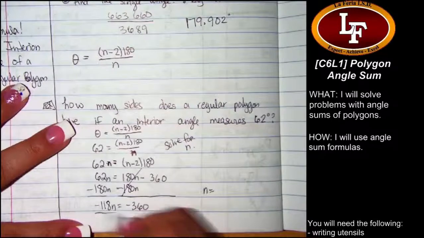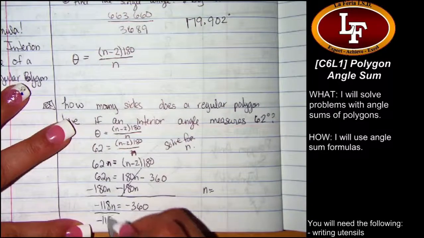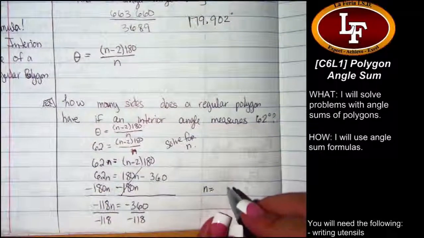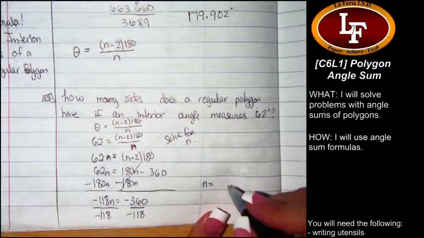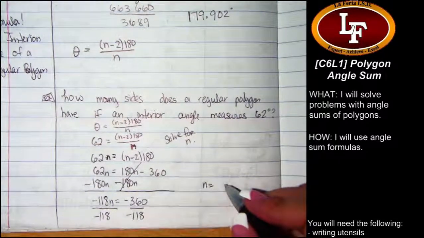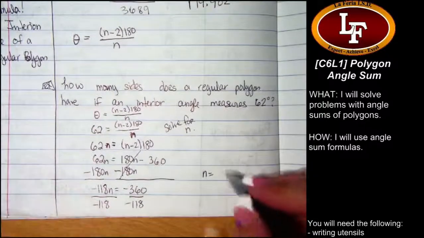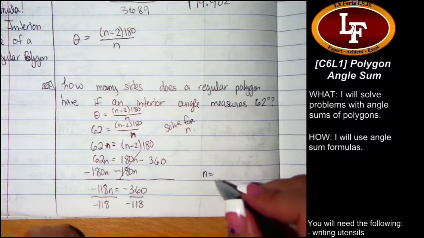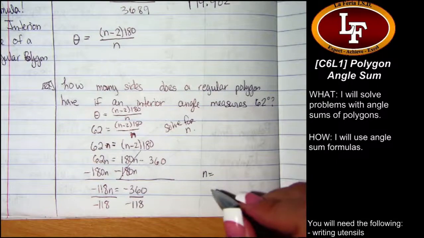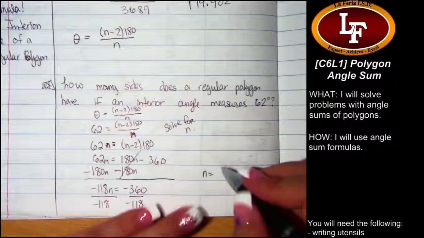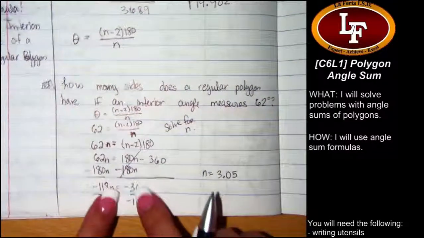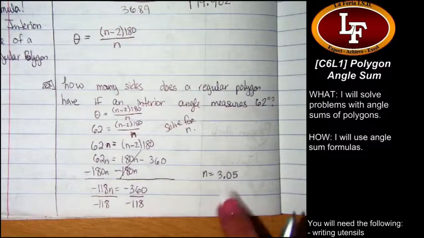Divide by negative 118. Okay, when I do the division, negative 360 divided by negative 118 is 3.05. Is it going to be negative or positive? Positive.